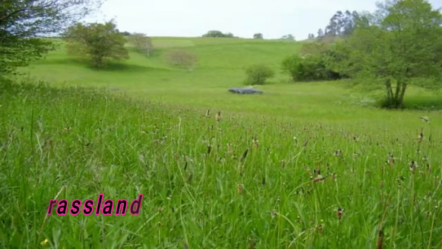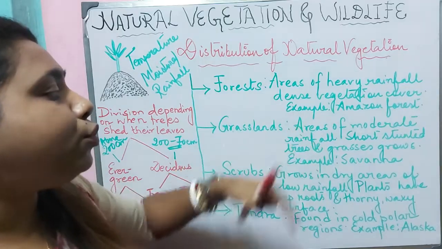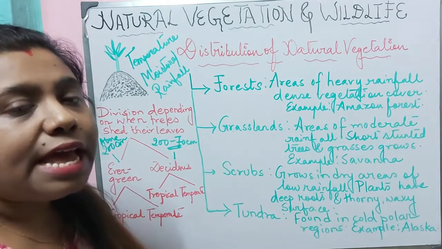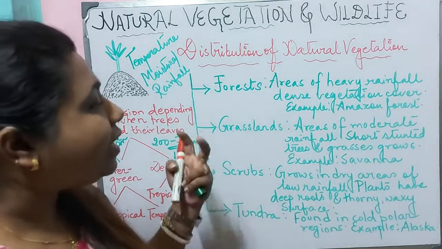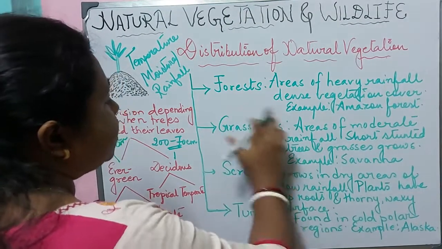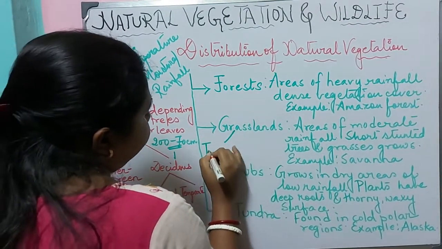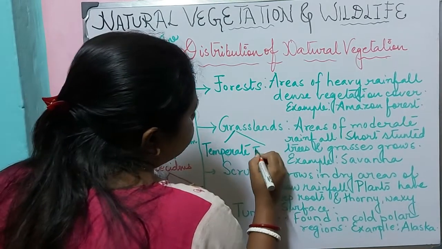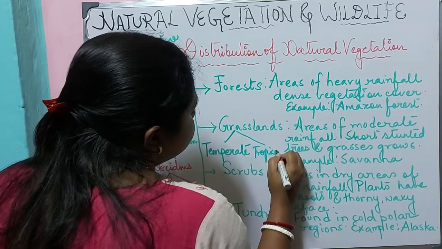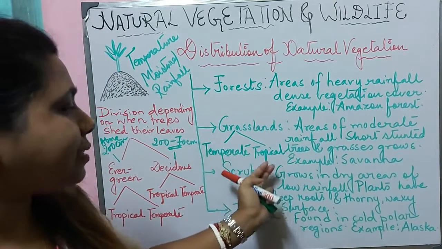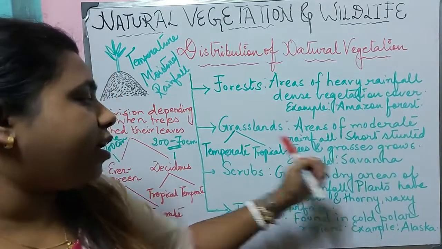Next are grasslands. What are grasslands? These are the areas which receive a moderate amount of rainfall. Here, the height of the trees is mostly short, that is short and stunted, and here mostly grasses grow. The grasslands are again divided into temperate grasslands and tropical grasslands. For example, savanna grasslands.